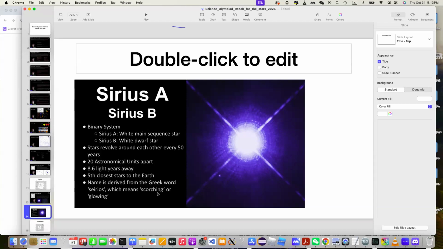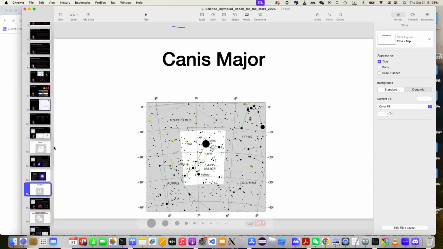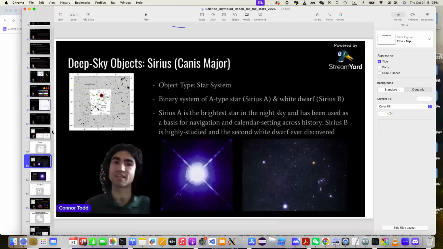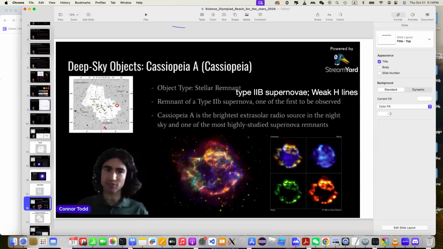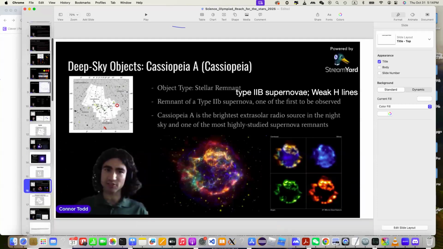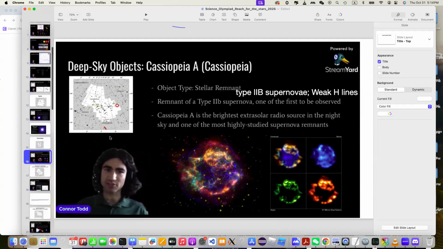The name is derived from the Greek word seirios, which means scorching or glowing, because it is very, very bright. It is located here, about the bottom of the neck of this dog. It is the brightest star in this constellation. Okay, so that is for Sirius A and B.